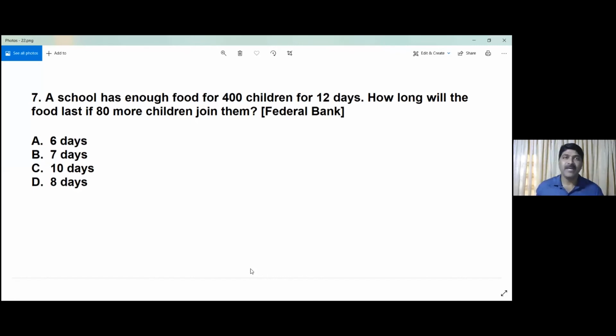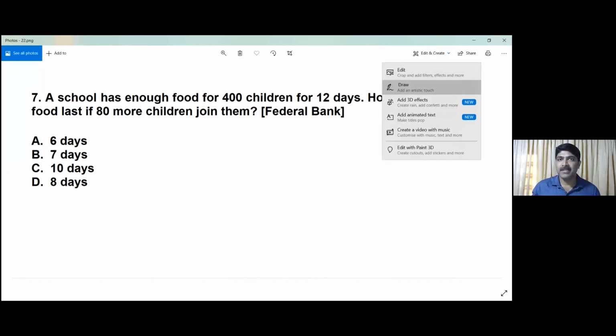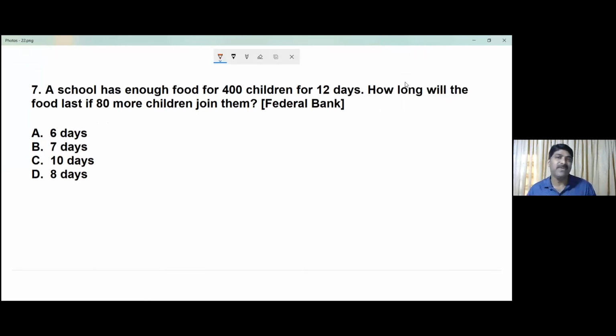Yes. So here a slight twist in this question. Here we cannot directly apply the unitary method because it's an inverse variation question. 400 children for 12 days. 400 children. The food, or the provision, is sufficient for 12 days. 80 more children, that means 480 children. How many days? Here you have to understand this case.